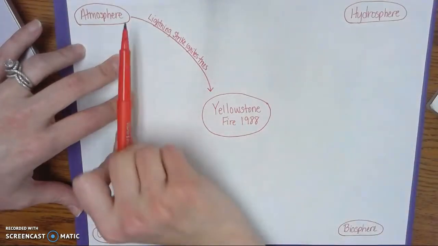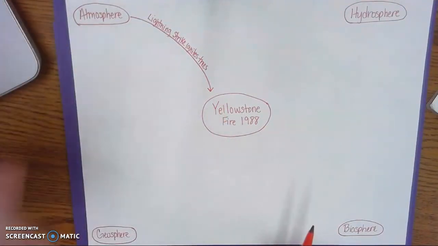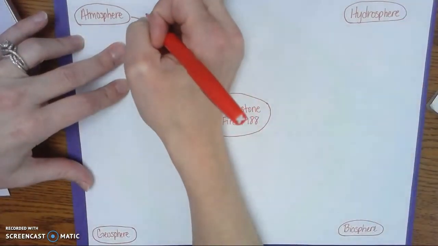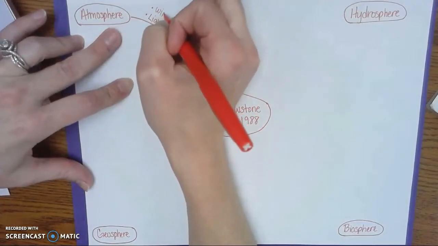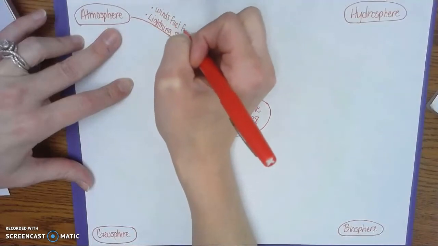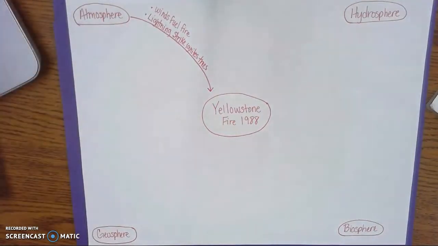So now, not only do we have this spark, but now we've got winds that are going to fuel the fire. So winds is going to come from where? Well, that's also going to come from our atmosphere. So we've got winds fuel the fire. So we got those winds coming in, fueling the fire.